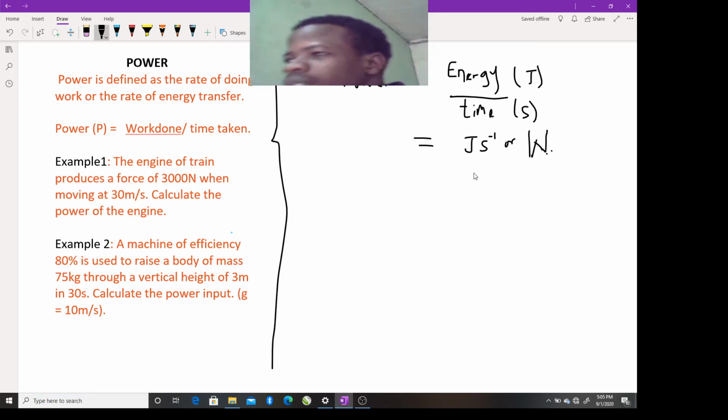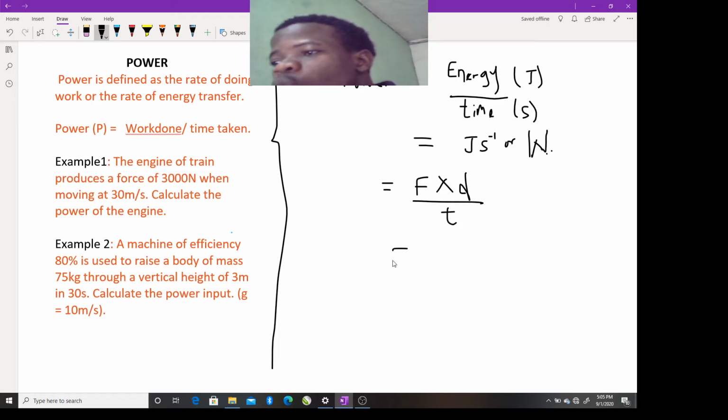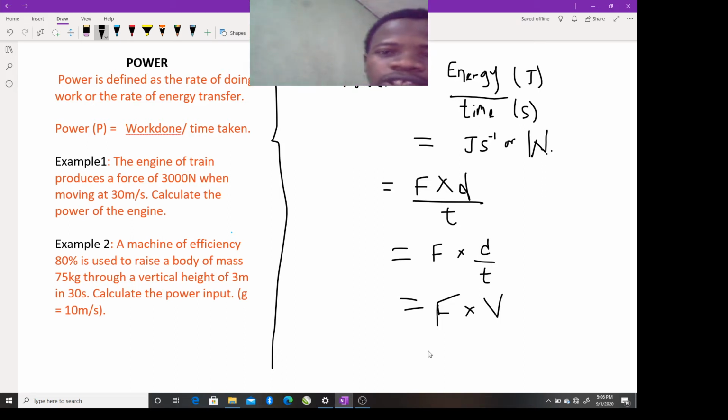Let's continue. Okay, let me give you another definition. Let me expand something. We said power is energy over time. That is work done, force times distance. Work done is force times distance divided by time, and this can still be equal to the force times distance over time. Is it not the same thing? And this can also still be equal to the force times, what is distance over time? That's velocity.